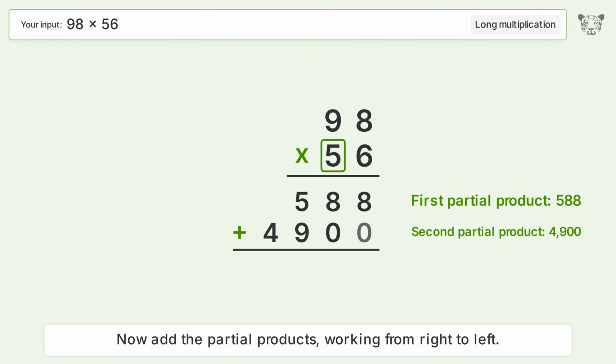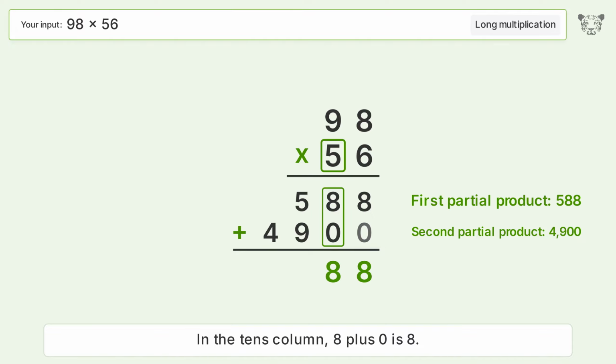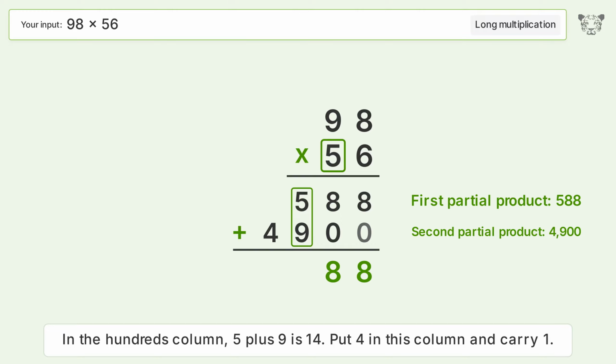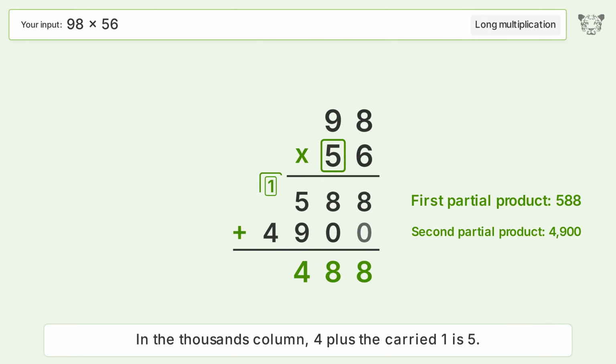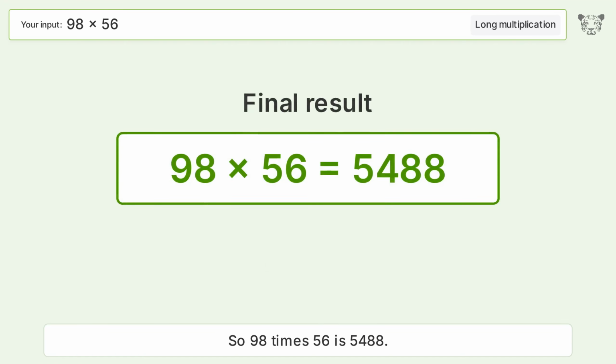Now add the partial products, working from right to left. In the ones column, 8 plus 0 is 8. In the tens column, 8 plus 0 is 8. In the hundreds column, 5 plus 9 is 14. Put 4 in this column and carry 1. In the thousands column, 4 plus the carried 1 is 5. The whole product is 5,488, so 98 times 56 is 5,488.